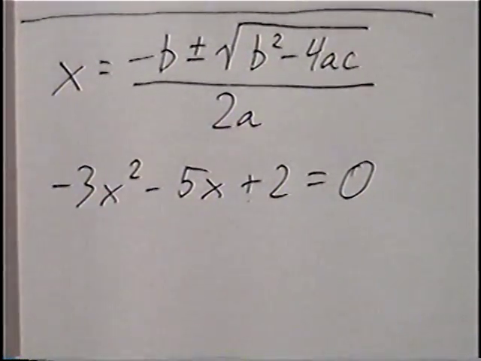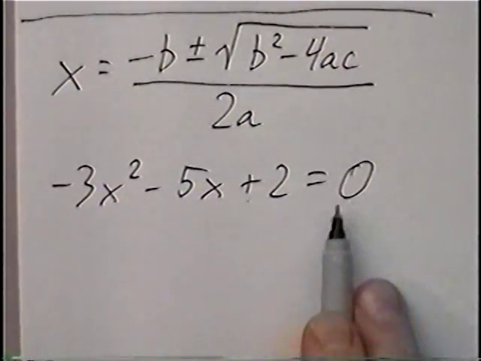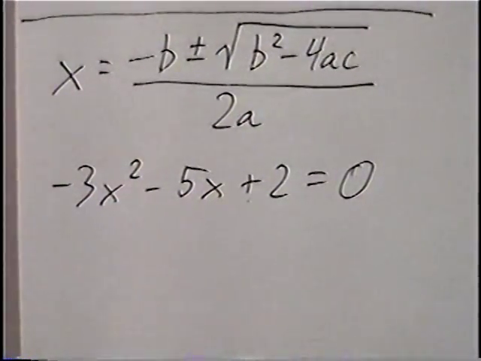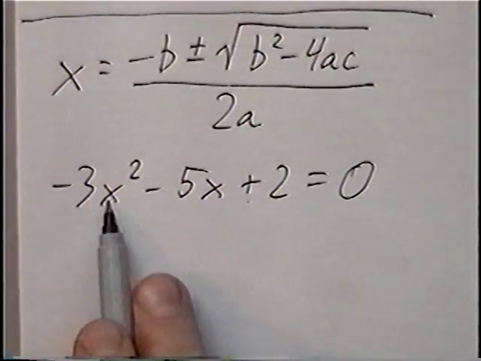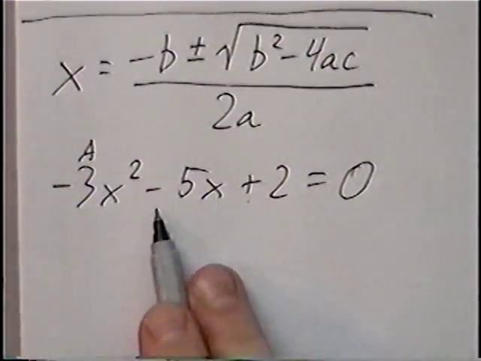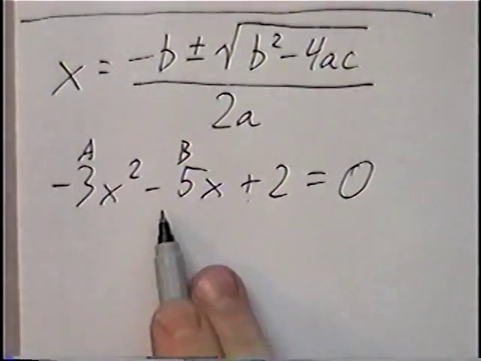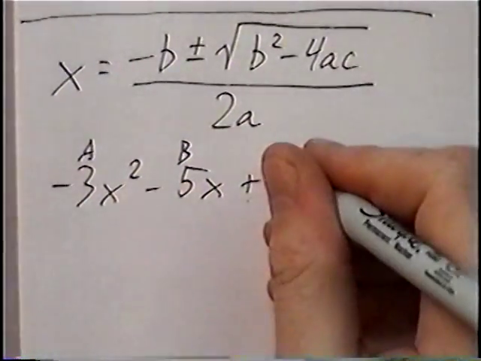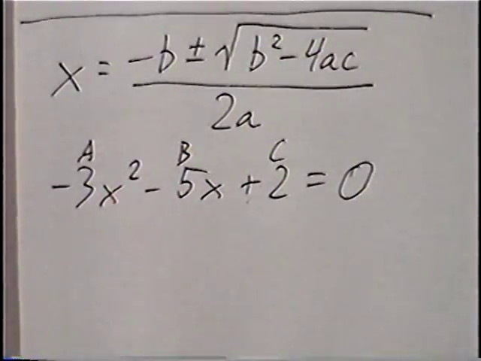To use the quadratic formula, you have to have a polynomial equal to 0. If it's not equal to 0, you have to change it so it's equal to 0. The number in front of x squared, a, would be negative 3. The value in front of x, b, would be negative 5. And the last number, c, would be positive 2.